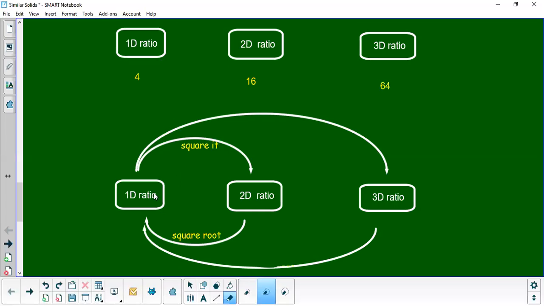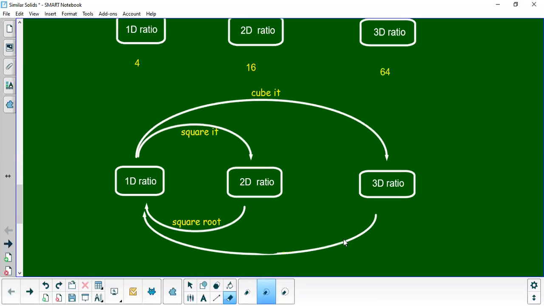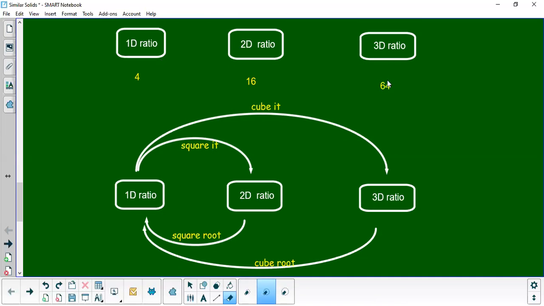How do we go from the 1D ratio to the 3D ratio? Well, 4 times 4 times 4. Cube it. You get a cubic. And similarly, how do you go back? You have to cube root it. The cube root of 64 is 4. The square root of 16 is 4. If you have the 1D, square it, cube it.